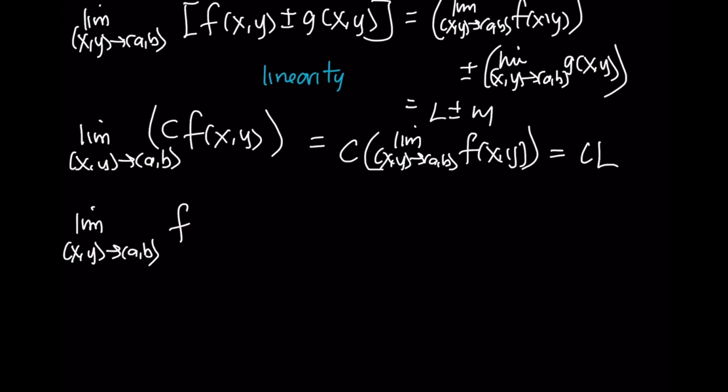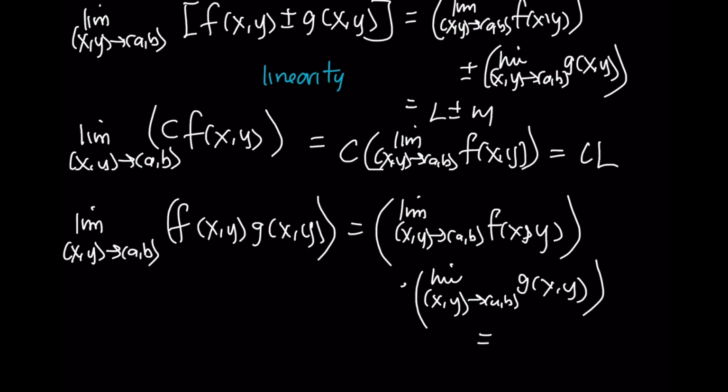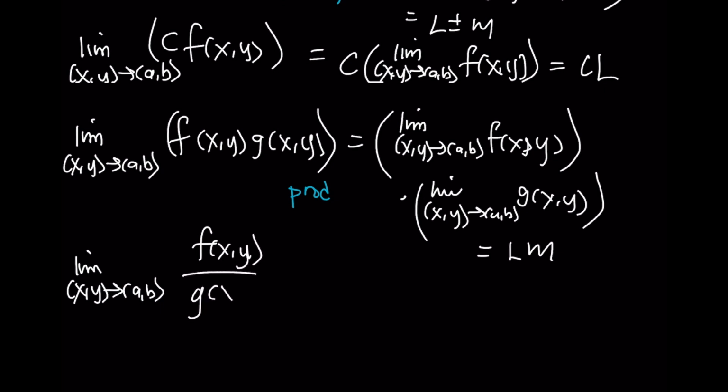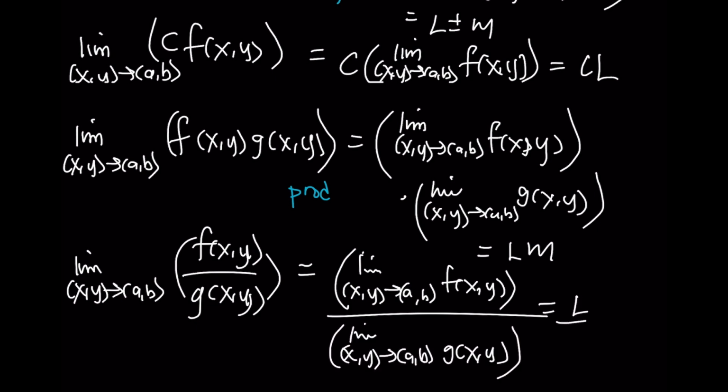The limit of a product of two functions is going to be the product of the limits of the two functions. Or you could think of it as L times M. So that's the product rule. There's a quotient rule that says the limit of a quotient of two functions is simply going to be the quotient of the limits of the two functions, provided that the bottom limit is not 0. This will give us L over M, where M can't be 0.